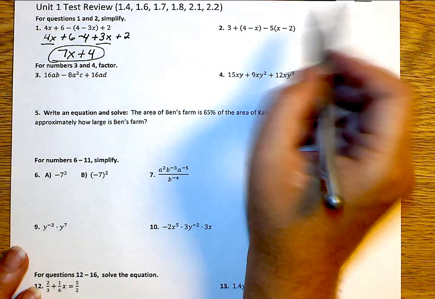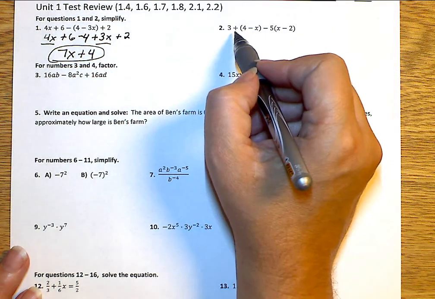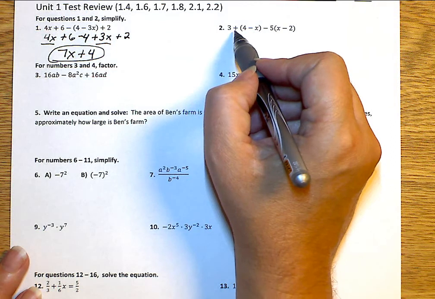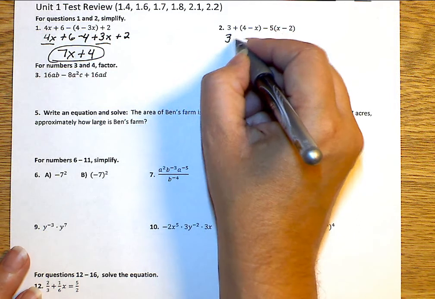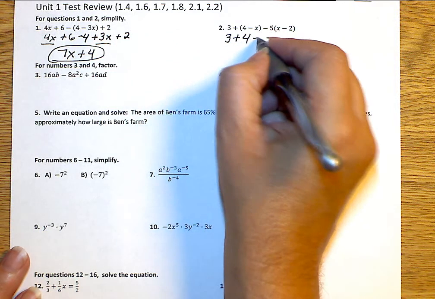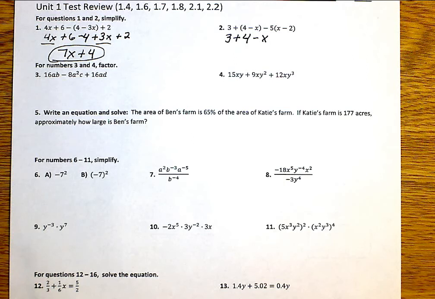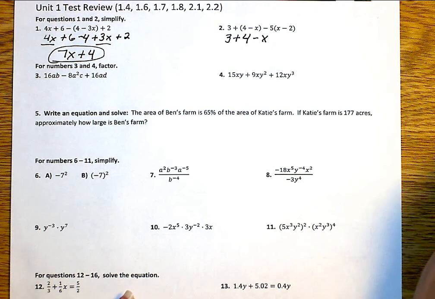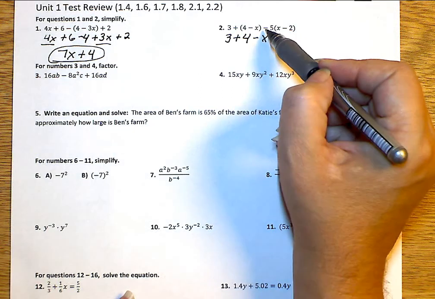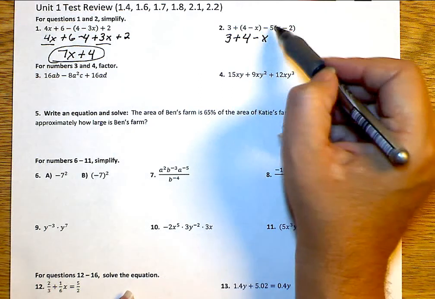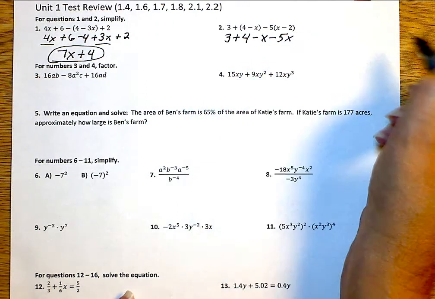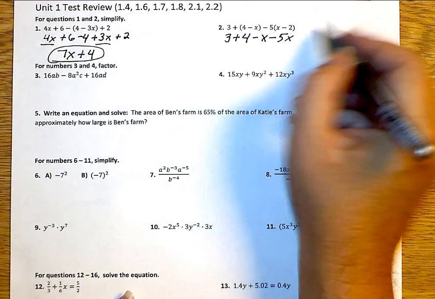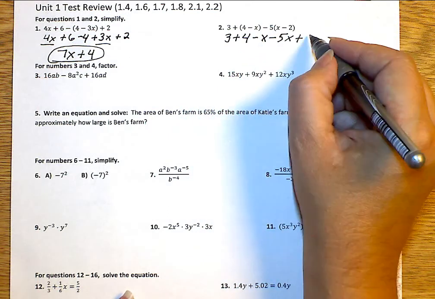So again, the first thing you always want to do is distribute. Since this is positive 1, when you distribute a positive 1, it's simply going to be the same thing. So I'm just going to bring it down. And then what am I distributing right now? I'm going to be distributing a negative 5 to everything. So this becomes a negative 5x. And then a negative and negative make a positive. 5 and 2 is 10.